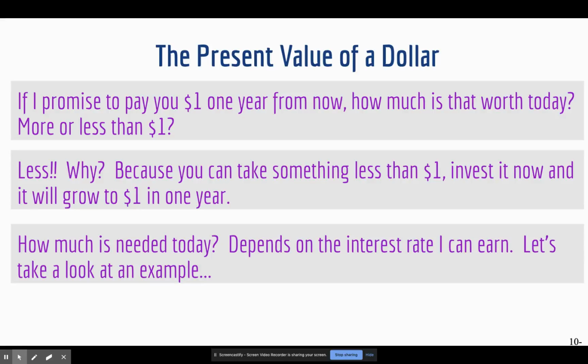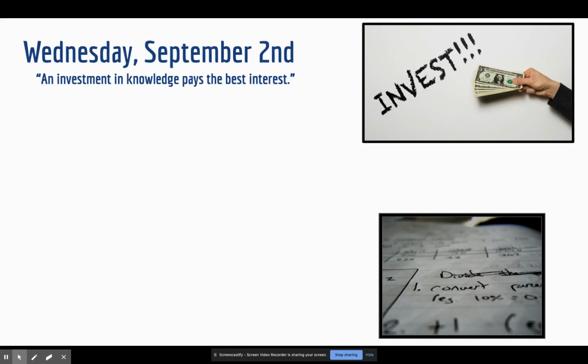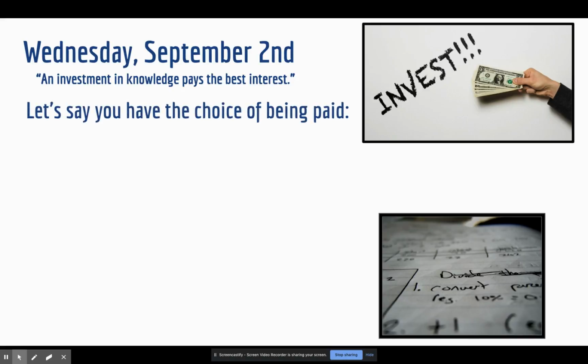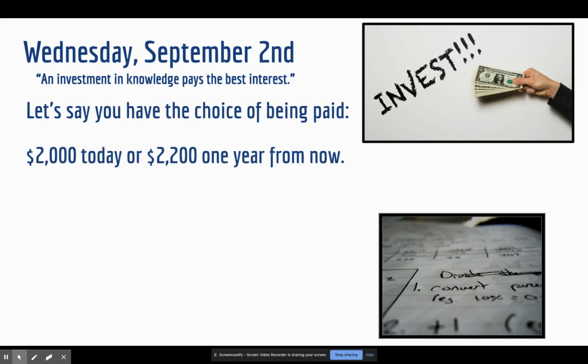Well, it depends on the rate that you can earn. So let's take a look at an example. All right, so you have a choice. I always like these. You can take $2,000 today, or you can take $2,200 1 year from now. This is really kind of at the heart of the decisions that we have to make, and it helps really explain present value and future value, specifically present value for this one.